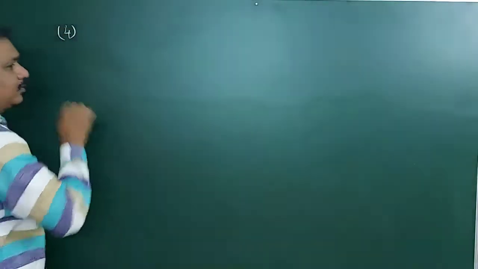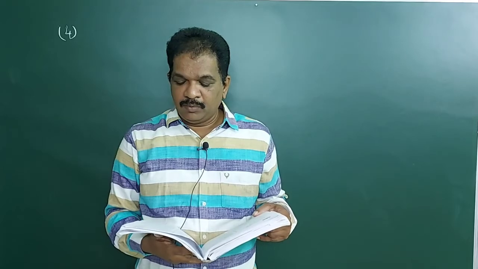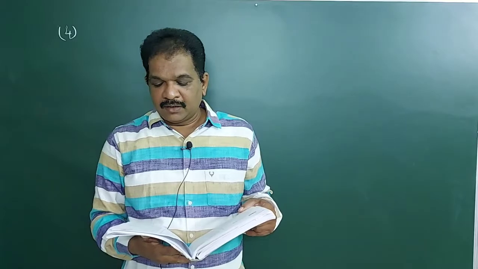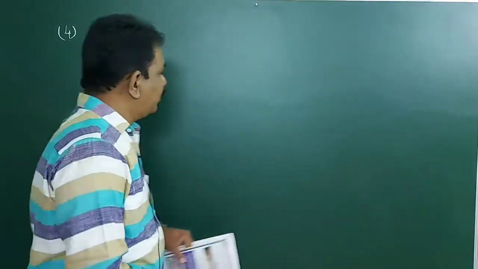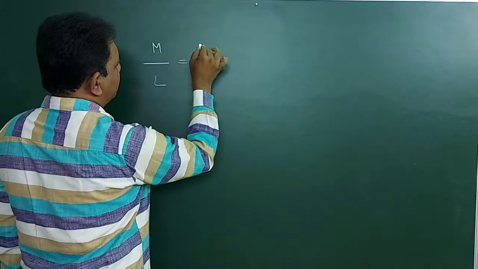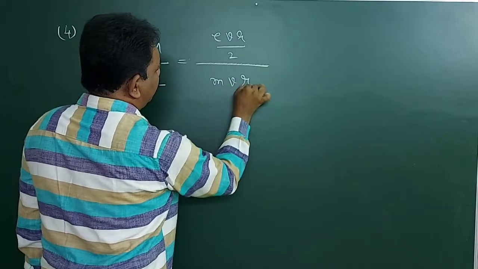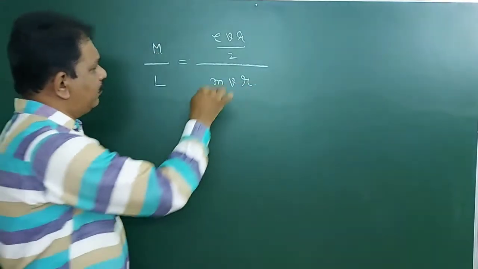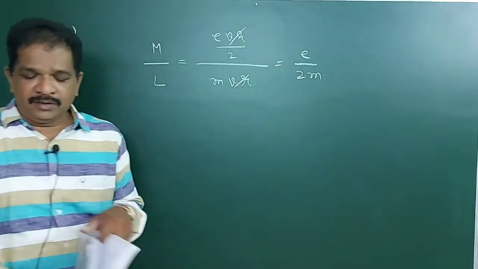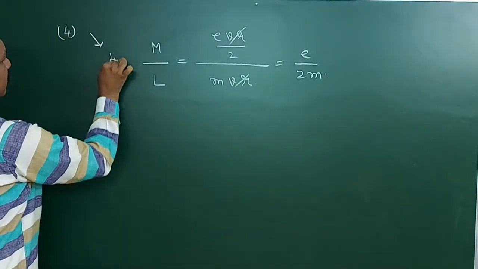What they are asking, fourth. The ratio of magnetic dipole moment to angular momentum of the electron in the first orbit of hydrogen atom. Magnetic moment formula is evr by 2. Angular momentum formula is mvr. vr will cancel. So this value is equal to e by 2m. So fourth question, it will be fourth option.